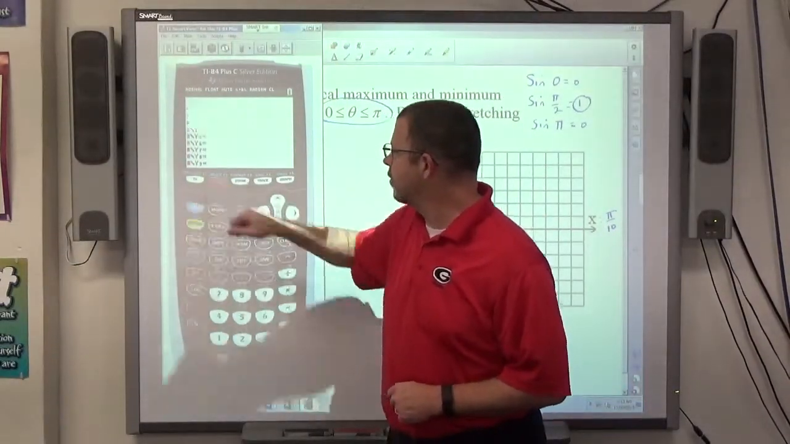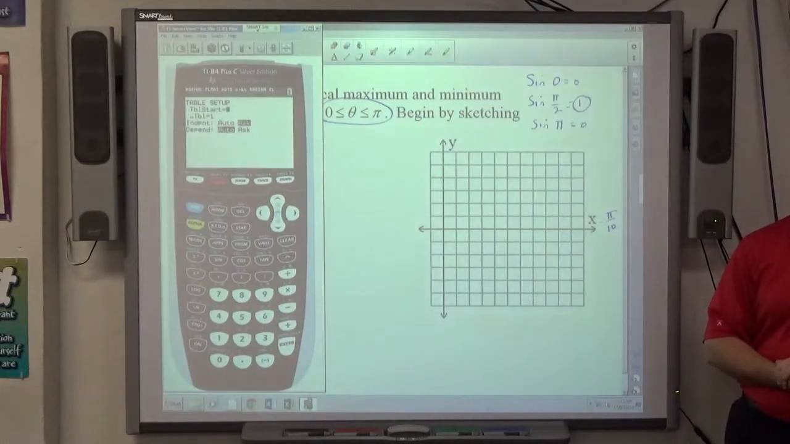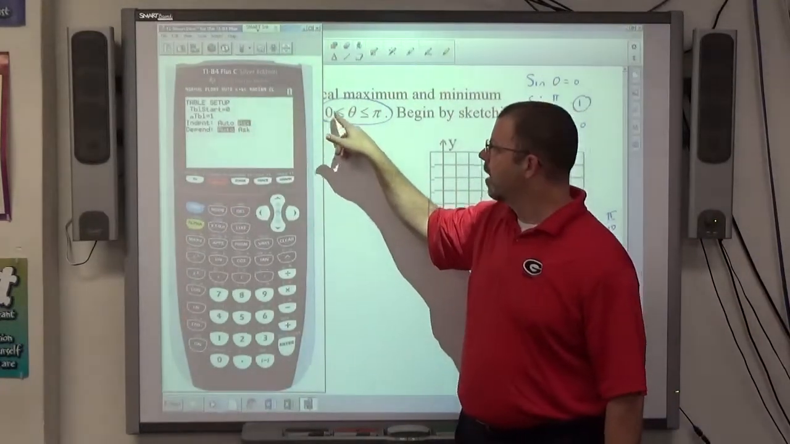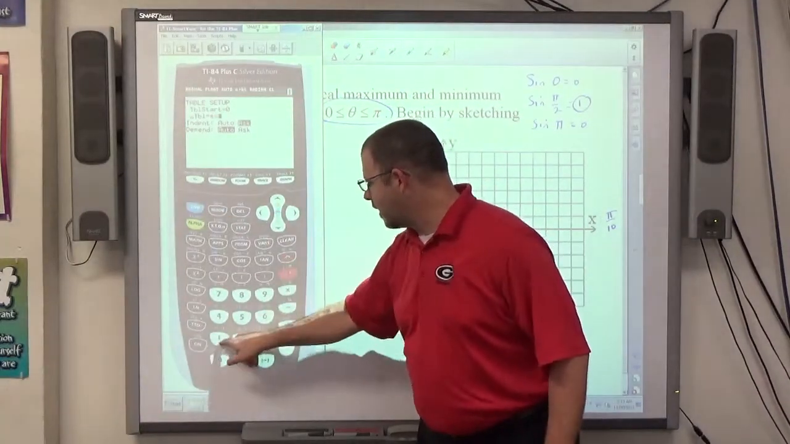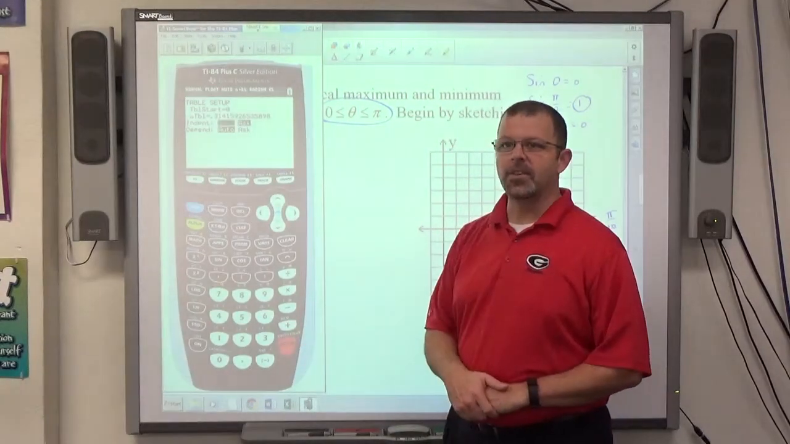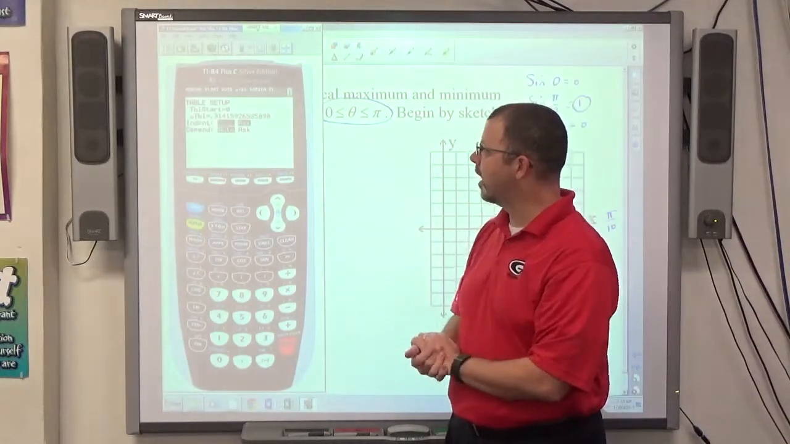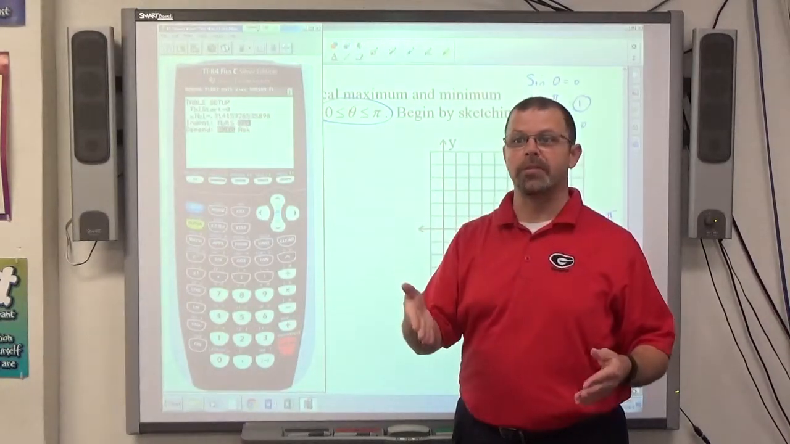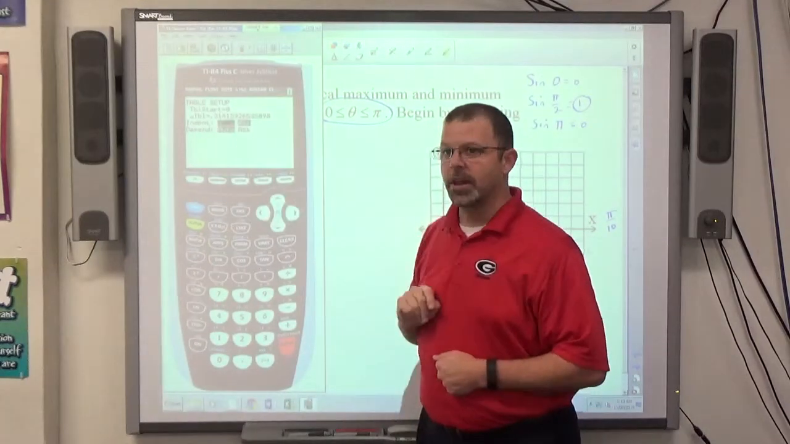I'm going to go second, table set. You're going to set up your table. I'm going to automatically set the x's. The way we do this, I want to start at 0, because that's my starting point, right? I want to go up by pi over 10. That's delta table, so pi divided by 10. It automatically figures it out. You don't have to figure out what pi over 10 is. If you type pi over 10, it'll give as many decimal places as it can. I'm going to turn independent onto auto. We usually are on ask. Ask means I get to put any number in I feel like. Auto means I'm going to let the calculator put them in for me. It's going to start at 0 and go up by pi over 10 at a time.